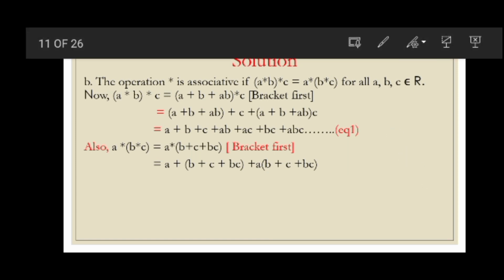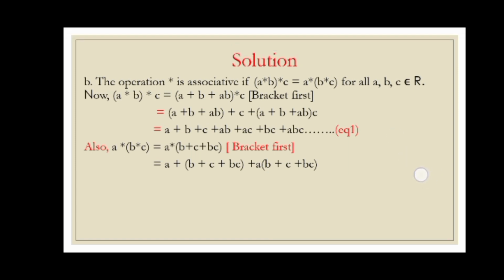We have A plus, into bracket, B plus C plus BC, plus A multiplying into brackets B plus C plus BC. And upon expansion, to get our second equation, we have A plus B plus C plus AB plus AC plus BC plus ABC. That becomes our second equation.